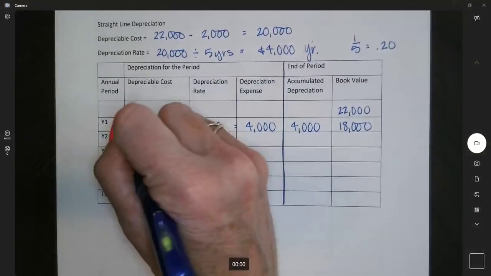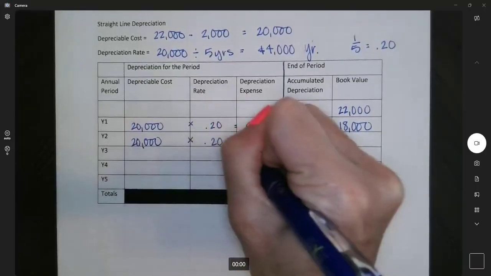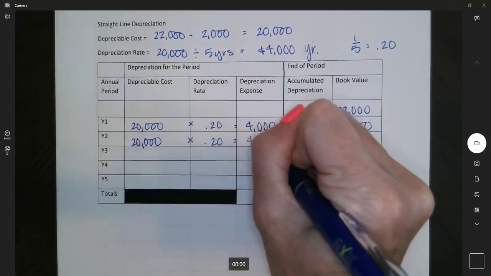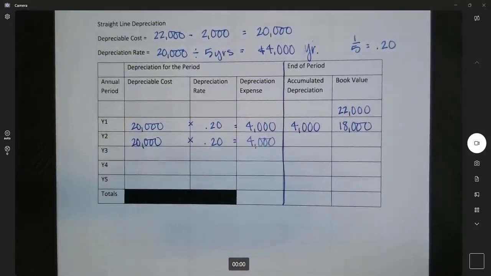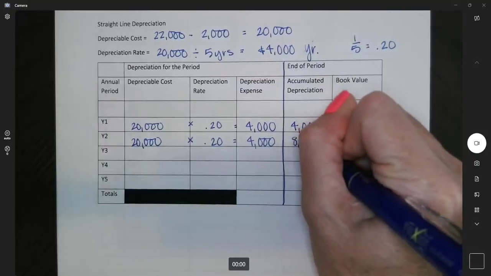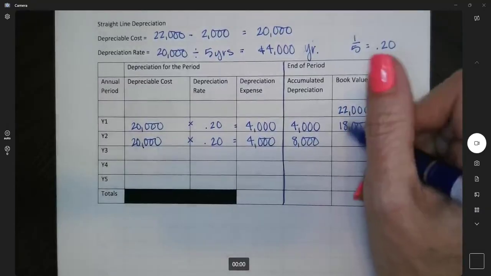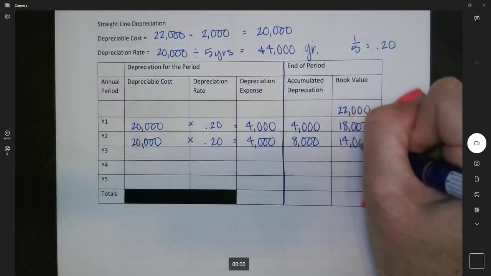In year 2, again, our depreciable cost is the same. We multiply it times the depreciation rate of 0.20. We still have $4,000 in depreciation expense this year. We add that to what we already have in accumulated depreciation. So now that balance on the balance sheet is $8,000. And our book value comes down $4,000, so that's now $14,000.